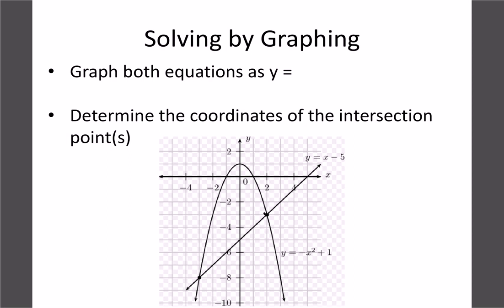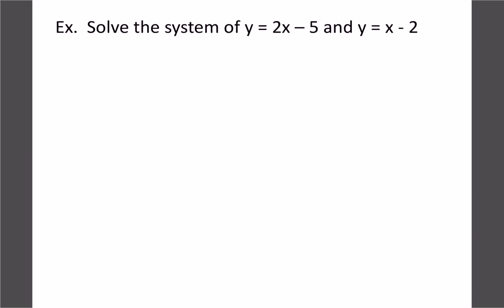Once you graph them, you'll see in this case we've got our two graphs, our quadratic and our linear. We can see that they cross at 2, -3, and our second one crosses at -3, -8. So those would be our solutions, and you just write them as a coordinate just like that.